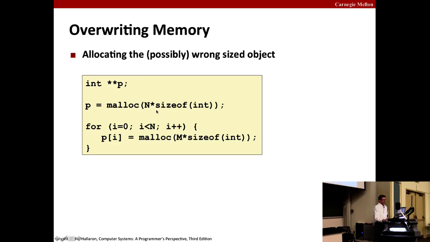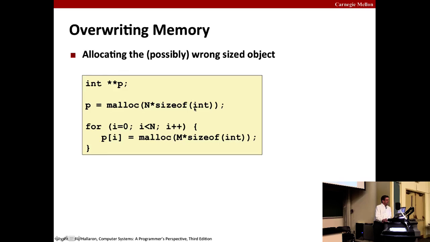So that'll get you. It's also easy to allocate the wrong sized object. So here we want to create an array of n pointers to ints. Okay, and then for each one we want to allocate m ints. Right? So we're creating a two-dimensional array. And can you see the mistake? Which line is buggy? This one? This one or this one? The first one, right? Because we really want size of int star.